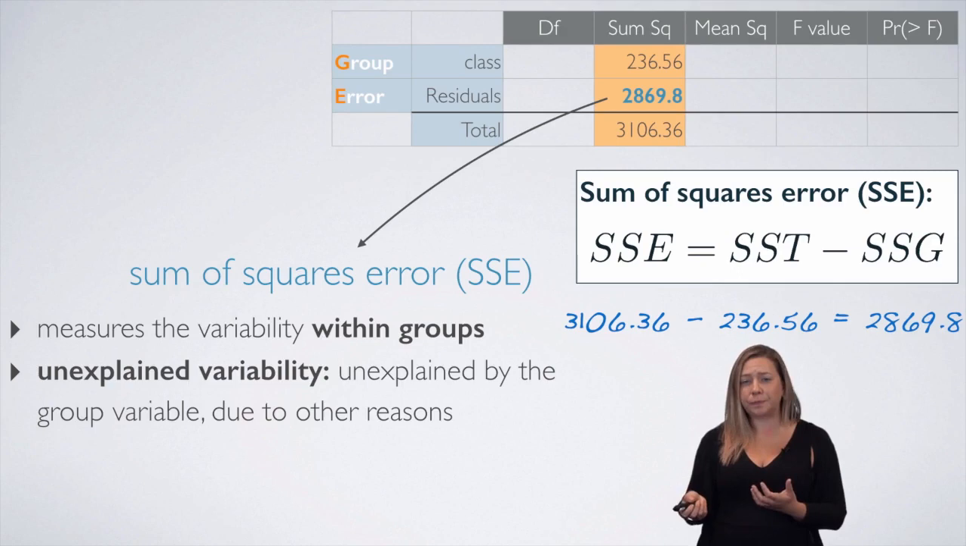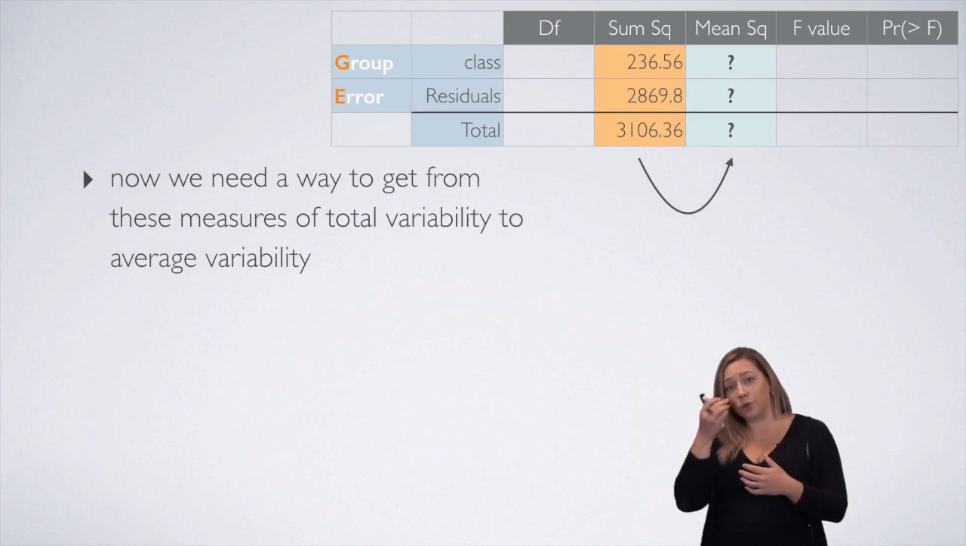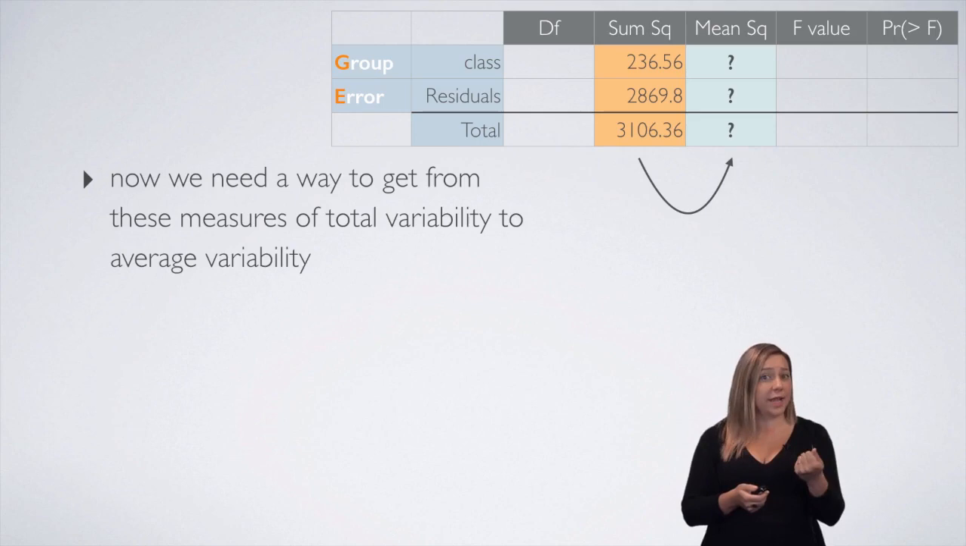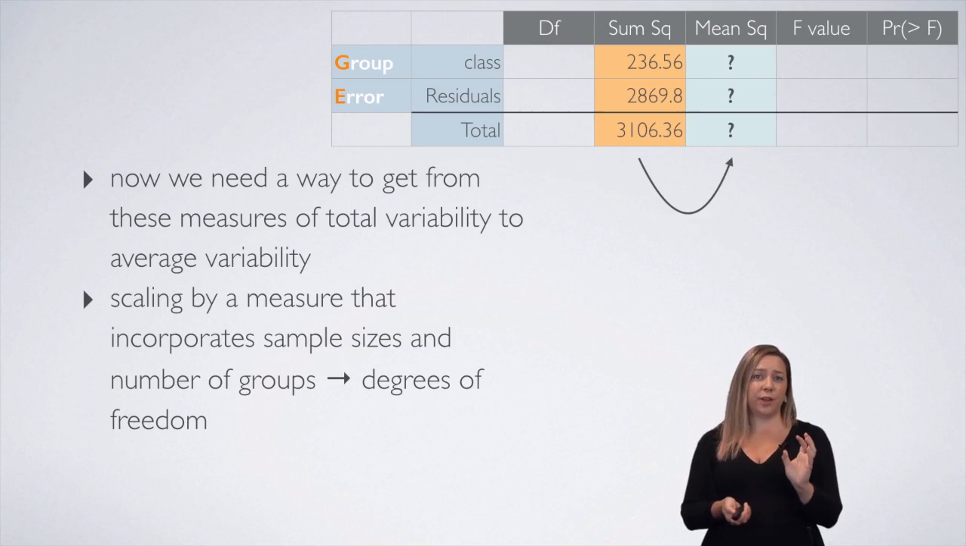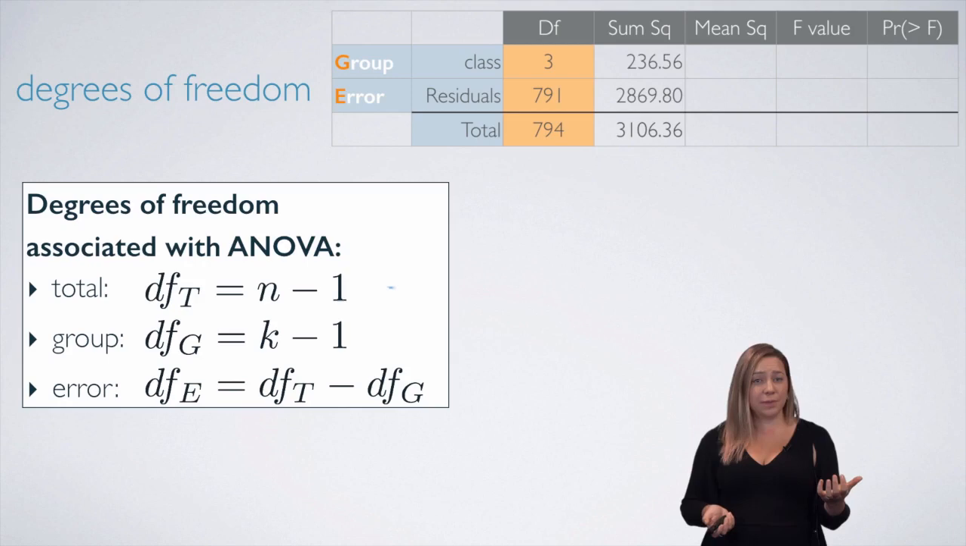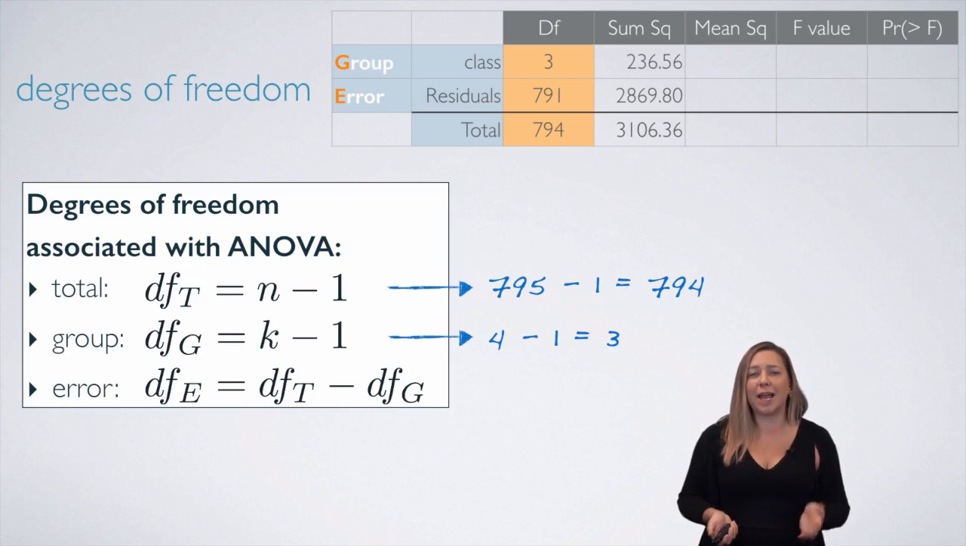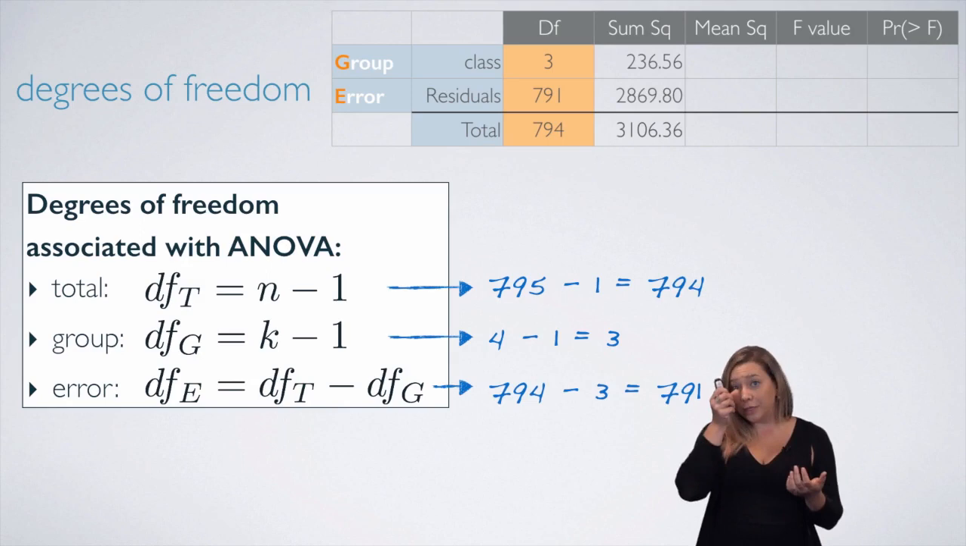Now we need a way to get from these sum of squares measures to the mean square values. To do so, we need to scale the sum of square values by values that incorporate sample size as well as the number of groups, namely the degrees of freedom. So next, let's focus on that group. Total degrees of freedom is calculated as sample size minus 1, 794. Group degrees of freedom is calculated as number of groups minus 1, 3. And the error degrees of freedom is simply the difference between these two, 791.